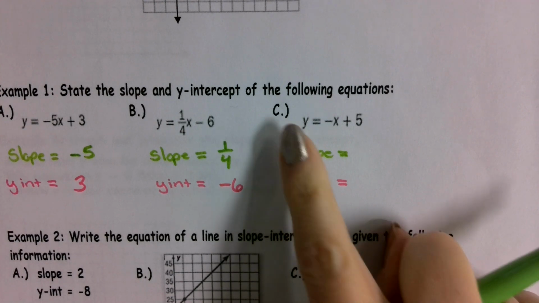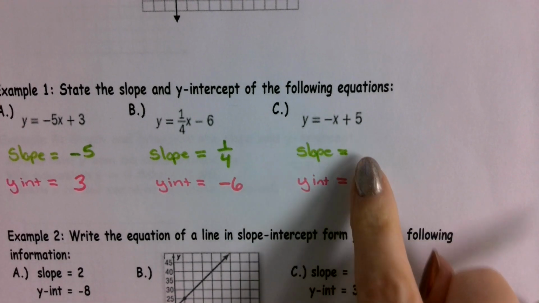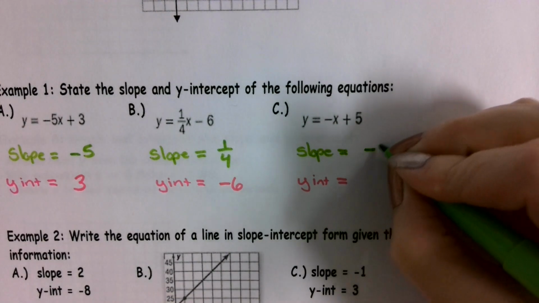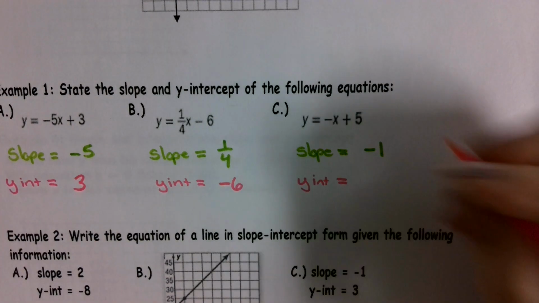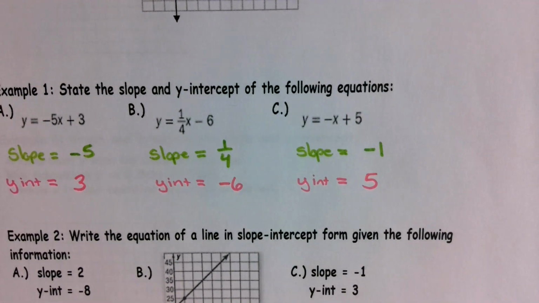Problem C. Taking a look at problem C. What is the slope? -1. Good. What is the y-intercept? 5. 5. Thank you, Lucas.